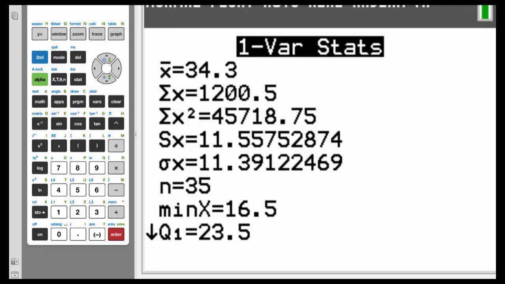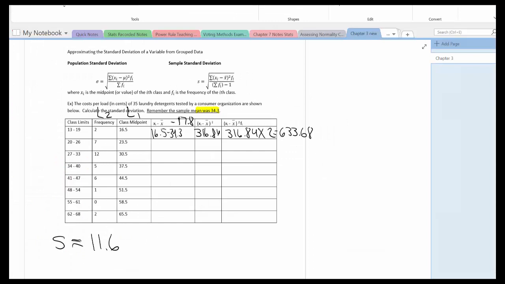So let's put this on the paper now. Okay, so the sample standard deviation in this case is approximately 11 6/10. Again, you can use the calculator for these problems on the test.